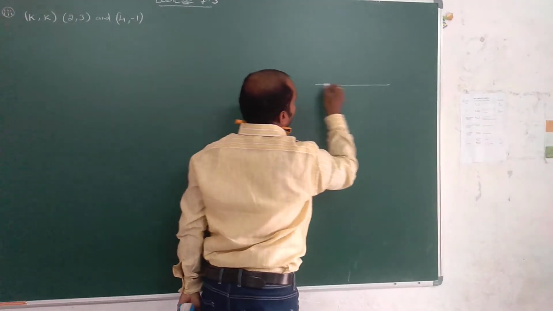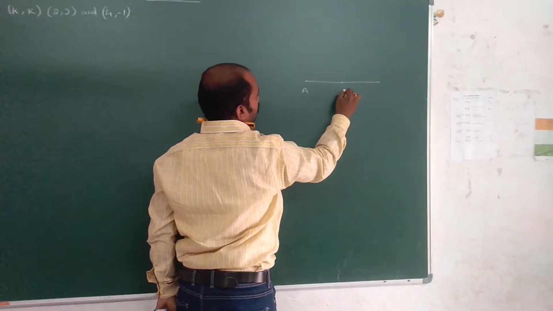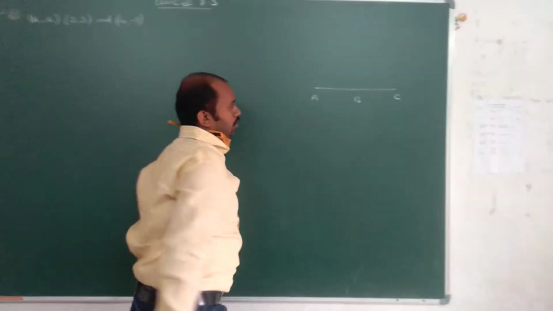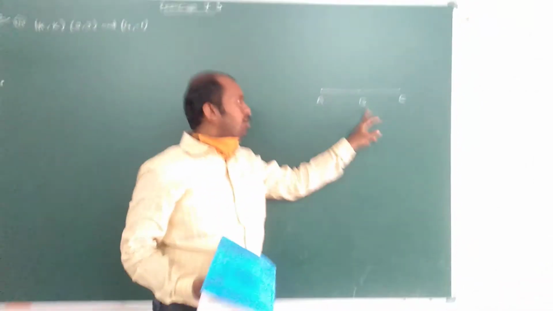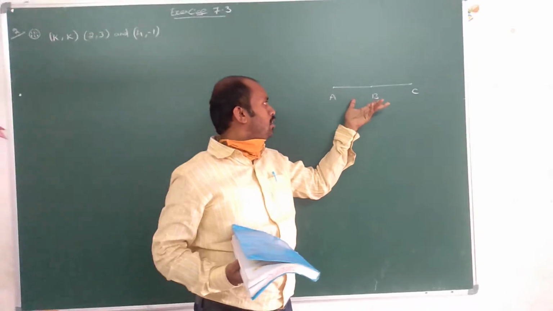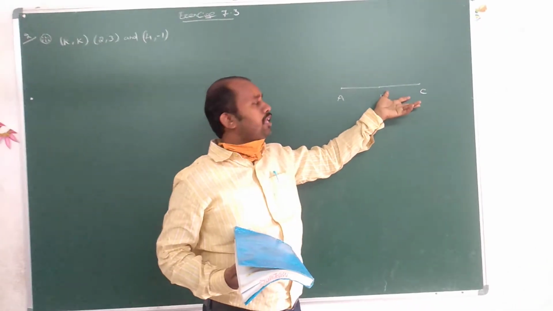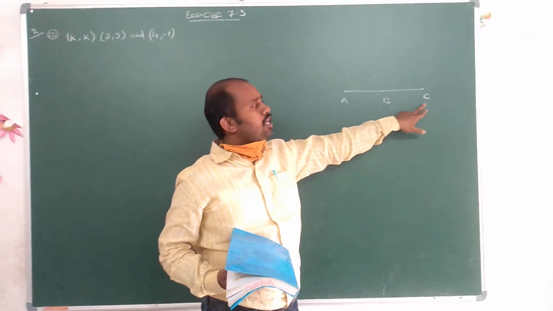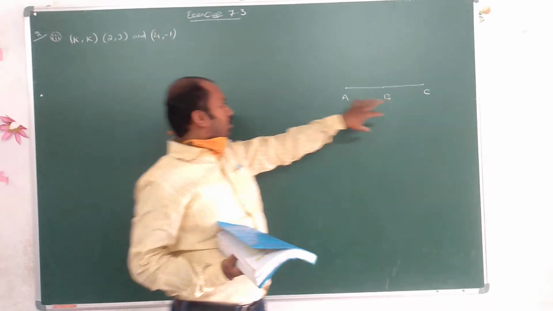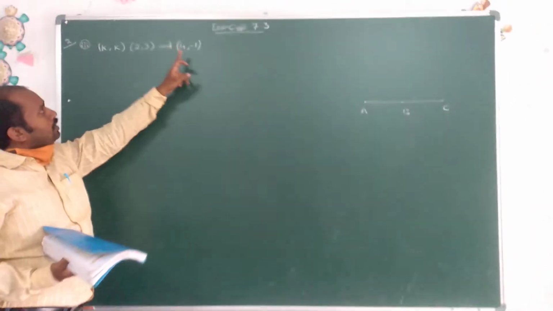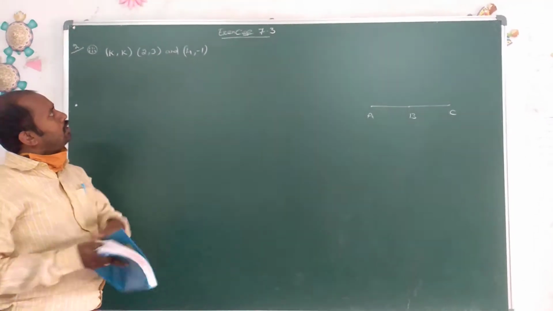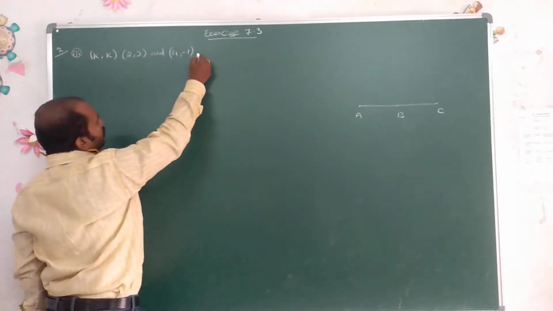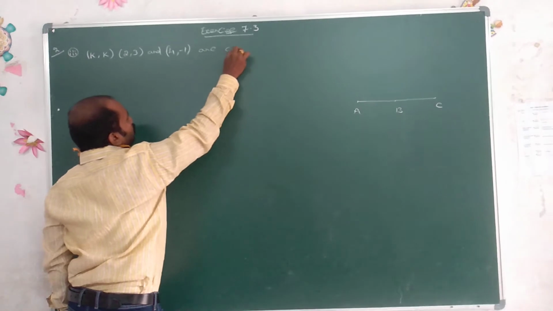Collinear means suppose A, B, C, 3 points. A one point, B second point, C third point. These 3 points are lying on the same line. Then these 3 points A, B, C are called collinear. So same A, B and C. 3 points are given. These 3, A, B and C, are collinear.